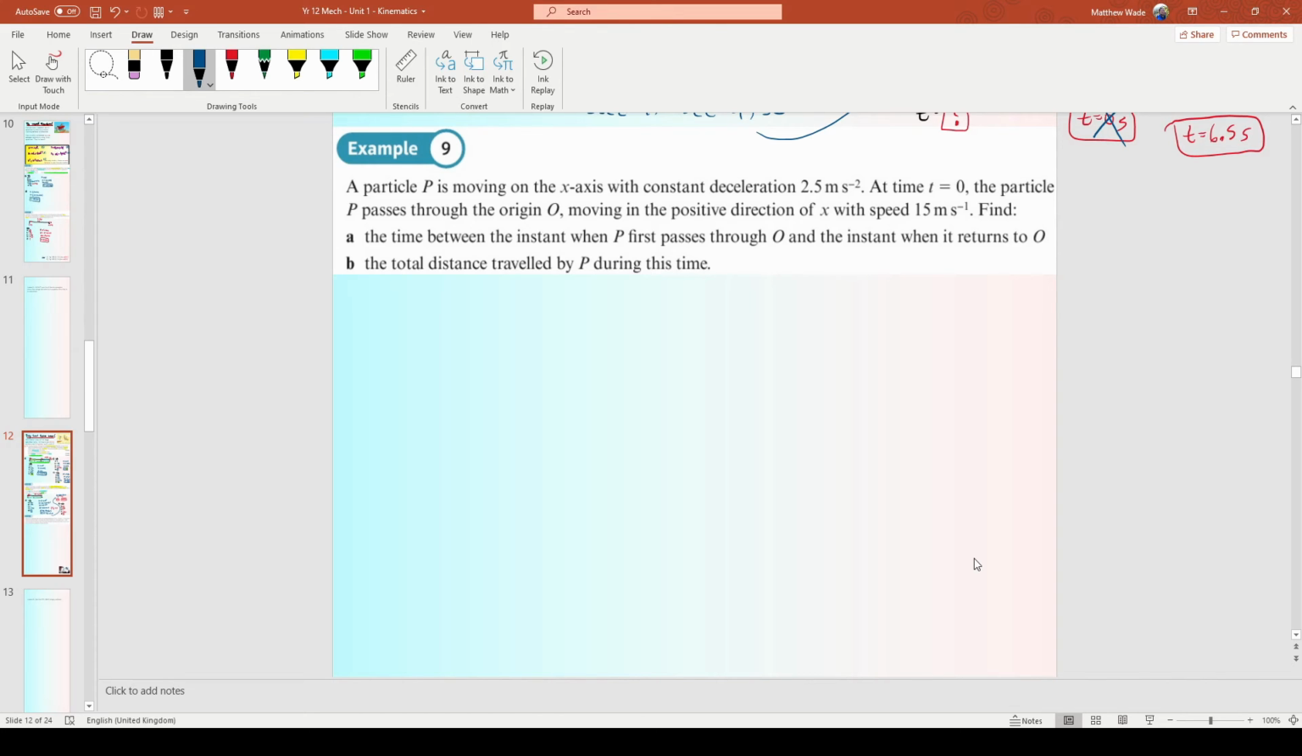Particle P is moving on the x-axis with constant deceleration of 2.5. At time t equals 0, the particle P passes through the origin O, moving in the positive x direction with speed 15. Find the time between the instant when P first passes through O and the instant when it returns to O. Okay, my buddies, let's try.